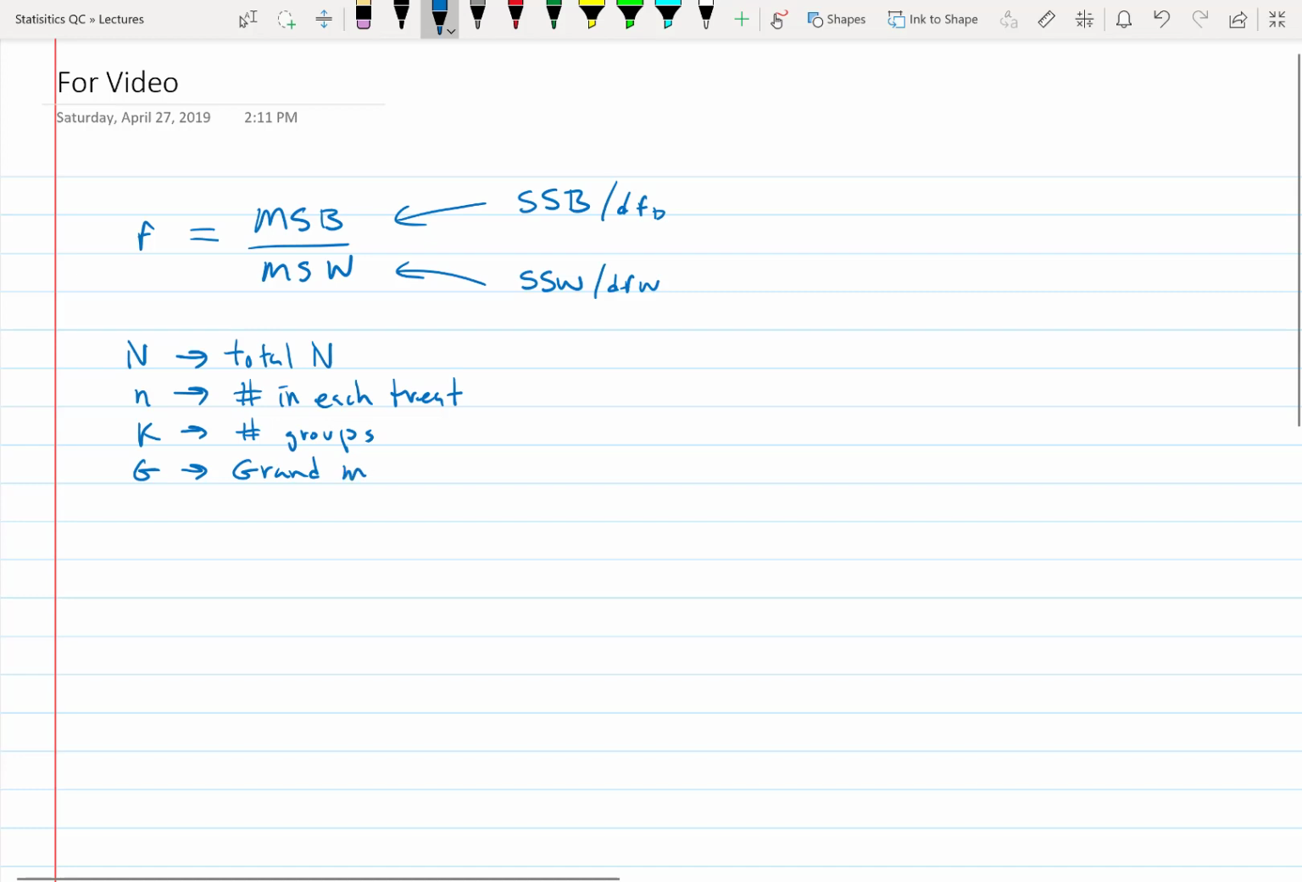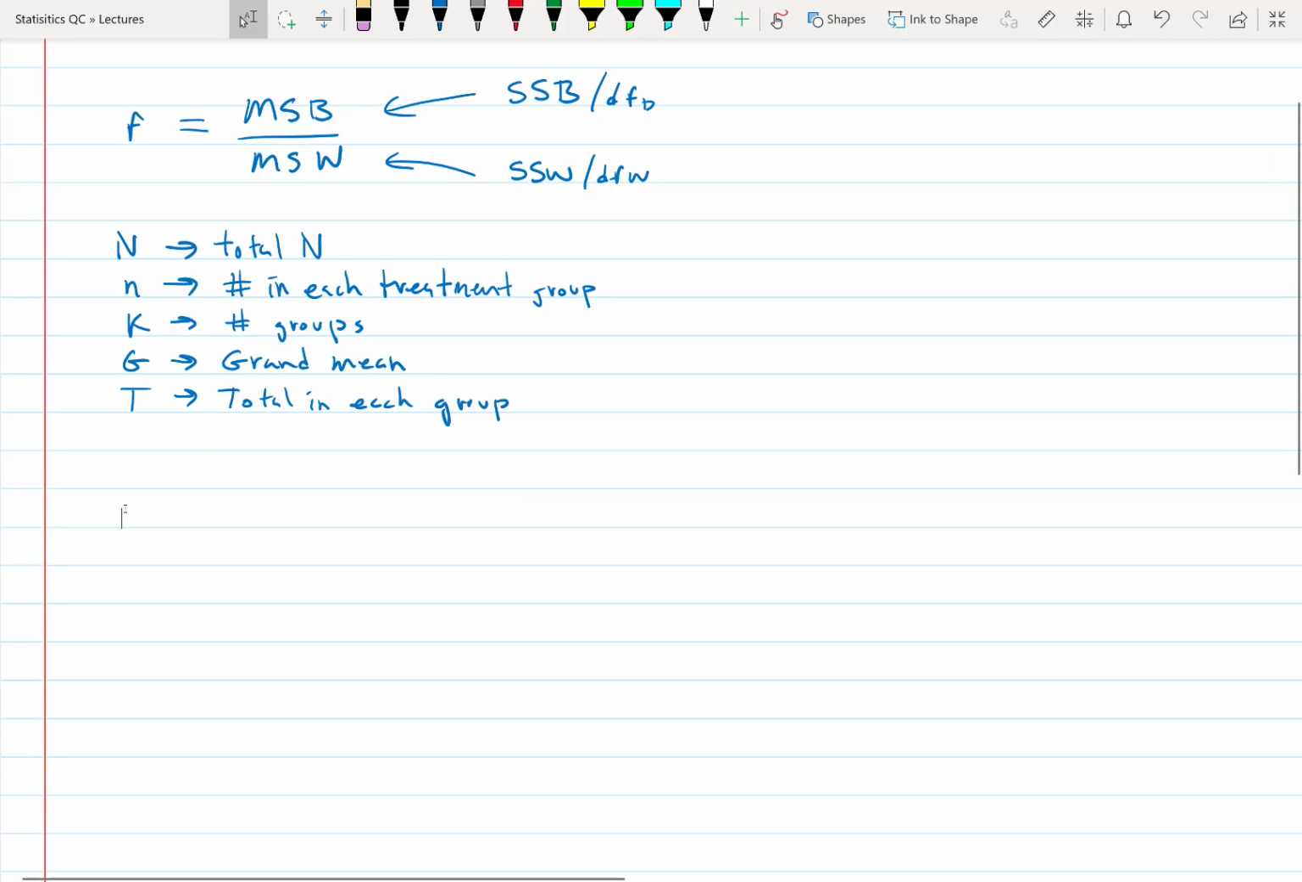G is going to stand for the grand mean. The grand mean is the mean of all the observations in all the groups taken together. Each individual group will have its own group mean. We don't need any notation for that. T we're going to use later on. We'll define it here. T is the total score in each group. Okay, now we can tuck into a problem.